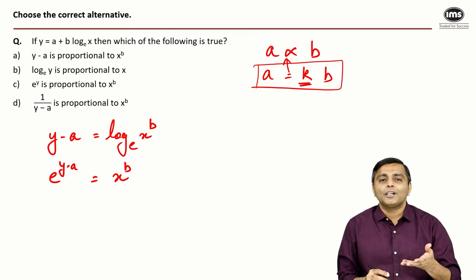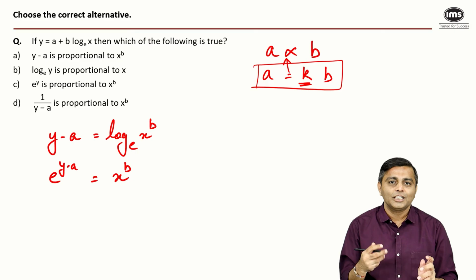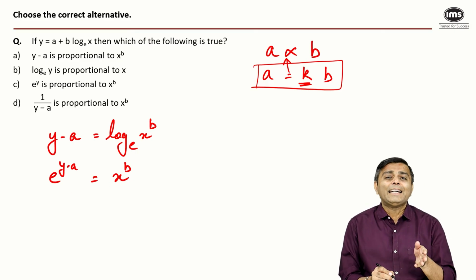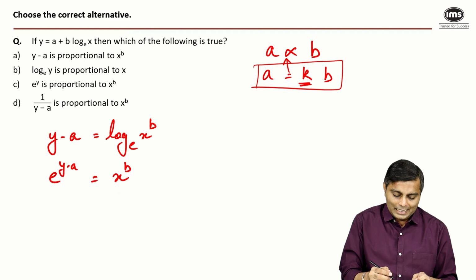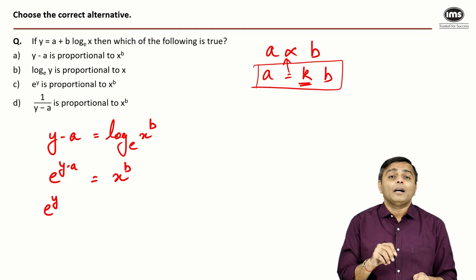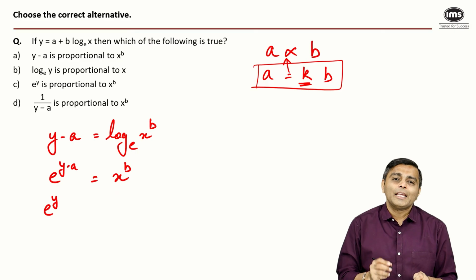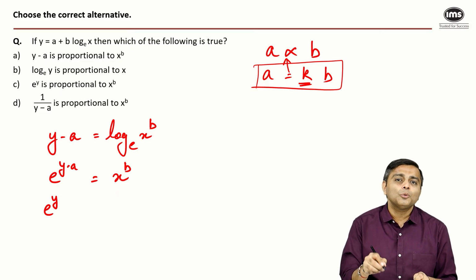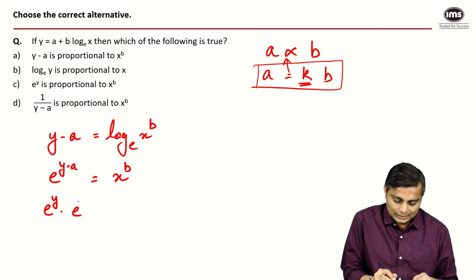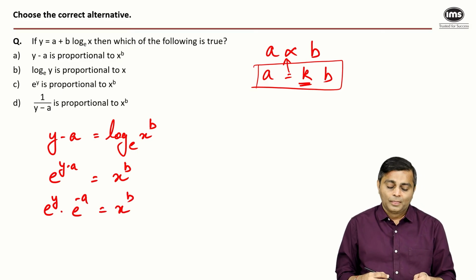See, e, you should understand, you should know that it is a constant without a doubt. Okay, now e raised to y is e raised to y minus a. So let's just separate this out. So e raised to y upon e raised to a, or it can be thought of as into e raised to minus a also. That is also all right. So this is e raised to minus a, which is equal to x raised to b.